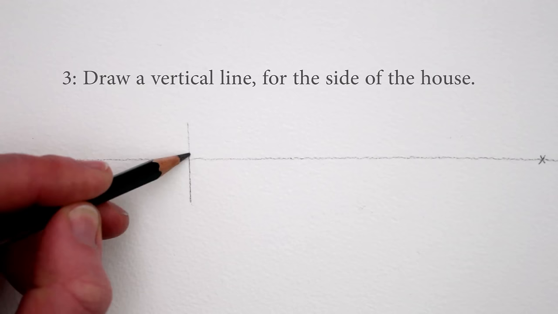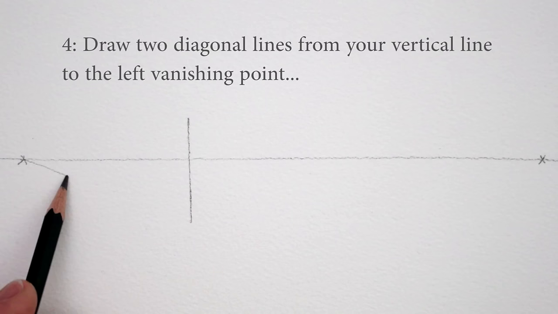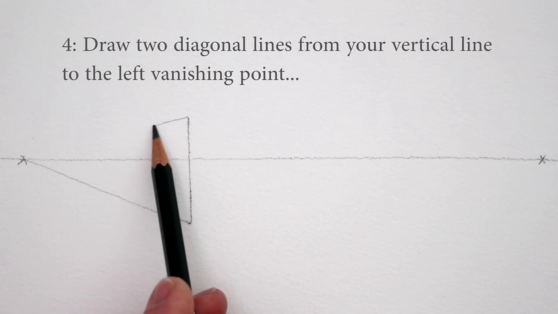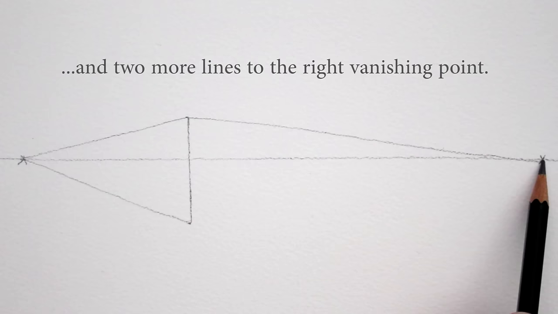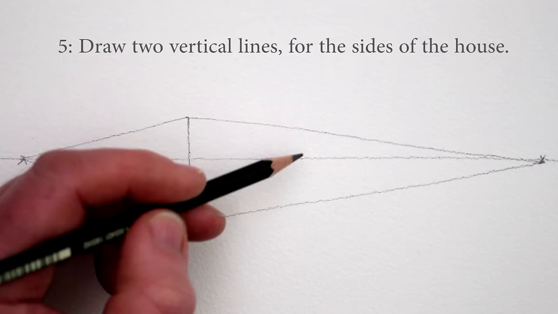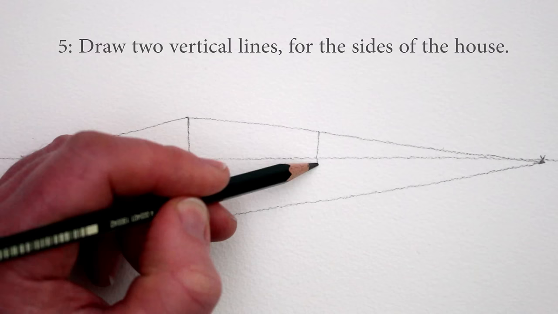Draw a vertical line for the side of the house. Now draw two more diagonal lines from this vertical line to the left vanishing point, and then two more lines to the right vanishing point. Draw two vertical lines for the sides of the house.